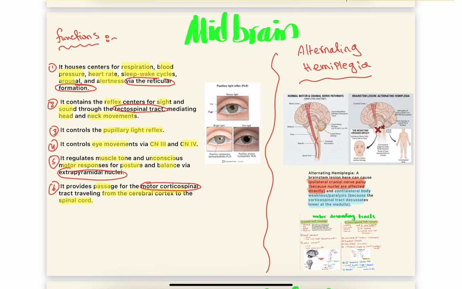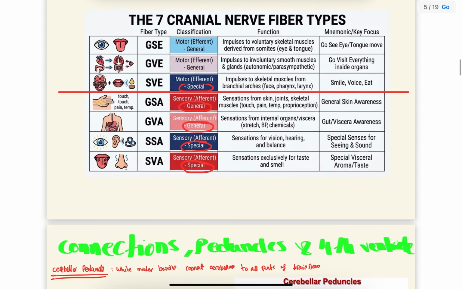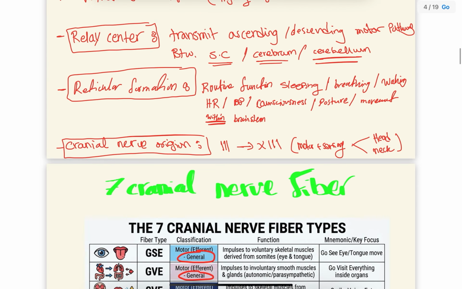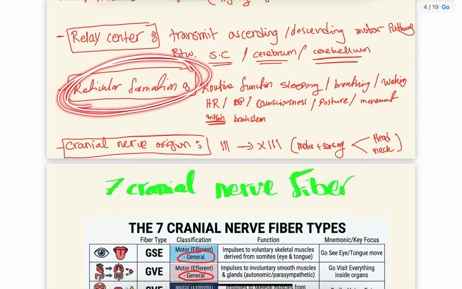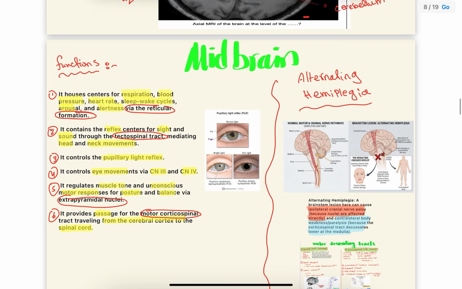Basically, it helps in your breathing, your respiration, it helps in your BP, your blood pressure, helps in your heart rate, your vitals, helps in your sleep, it helps in your arousal as in like you being awake, wakefulness and alertness. And it does that by what? Remember what we talked about here? It does that via the reticular formation. Okay, I hope that makes sense.